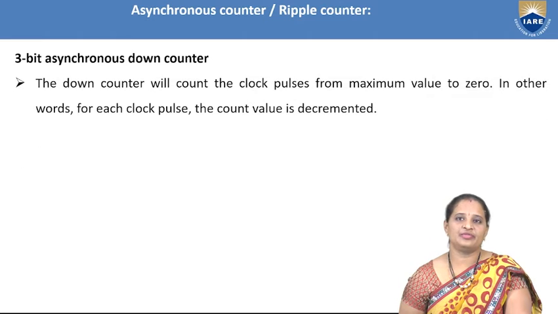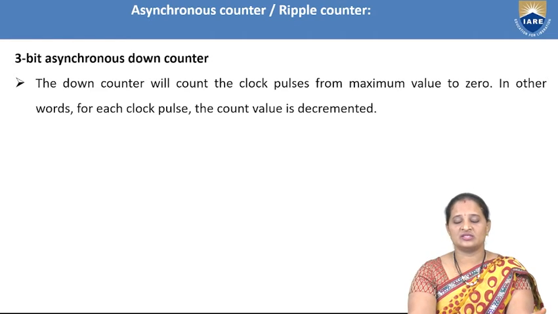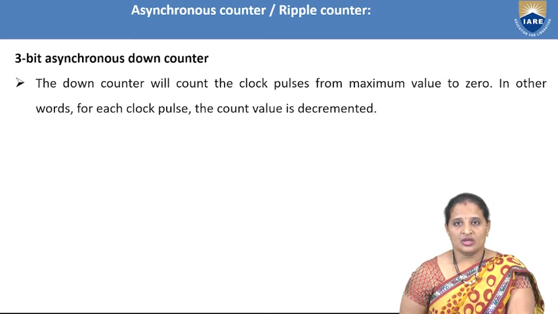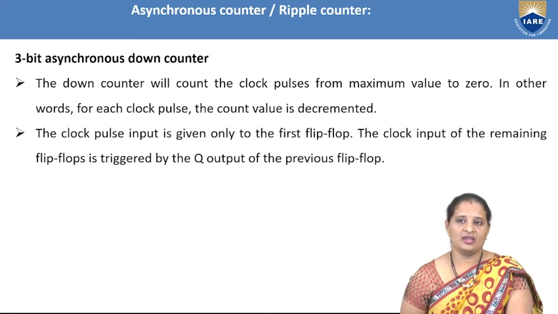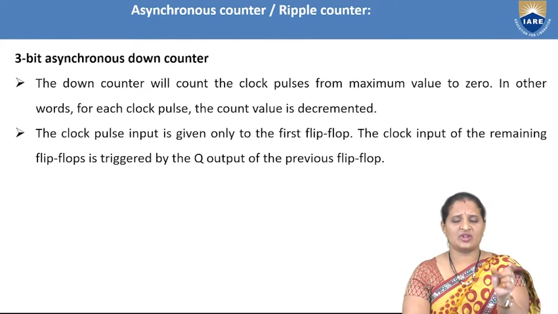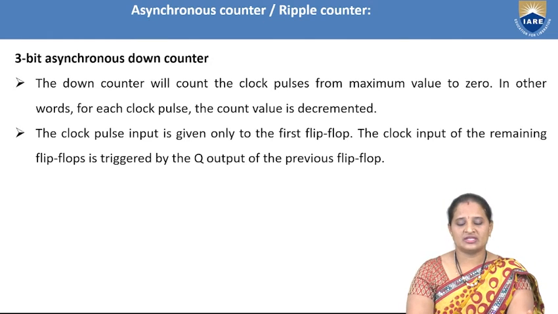Now let us see the down counter. So what do you mean by down counter? The counter which counts the pulses in the decremental order is known as a down counter. This can also be constructed using flip-flops. Only a slight difference is there between the up counter and down counter. Now let us see that.